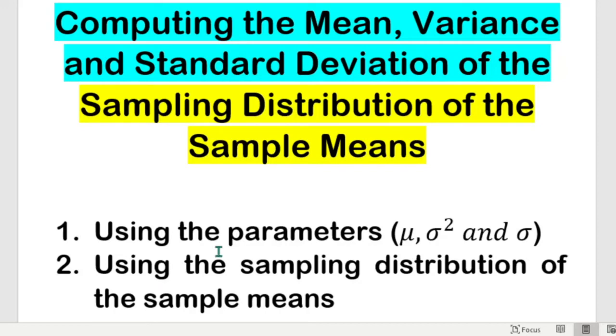Let us compute the mean, variance, and standard deviation of the sampling distribution of the sample means. We can do this in two ways. The first way is when we use the parameters. That is, we calculate first the population mean, the population variance, and the population standard deviation. Or we can use the sampling distribution of the sample means. In this example, we will be using the parameters.